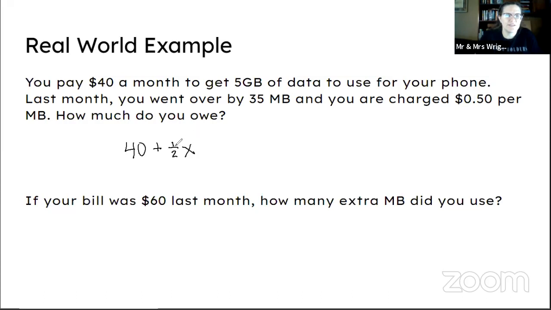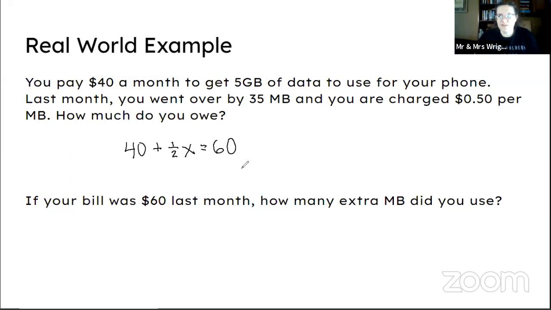0 times 1/2 is 0. 40 plus 0 is 40. So your bill would only be $40 a month. But what if our bill is $60? How do we figure out how much we went over by? Well, we have to put this equal to 60. Okay, so our bill equaled $60. We know this is how we figure out how much the bill is.